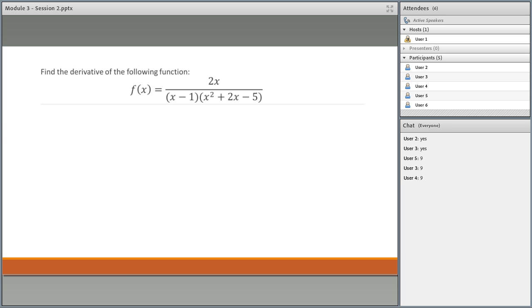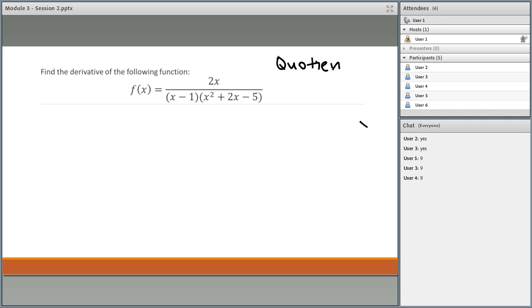So let's find the derivative of f of x equals 2x over x minus 1, x squared plus 2x minus 5 multiplied together. So there's a couple of approaches that we could do here. What rule do we have to use to get started with this? What do we think? Well, I have 2x divided by x minus 1 times x squared plus 2x minus 5. So I do have a quotient. So I'm thinking I'm probably going to need to use the quotient rule.